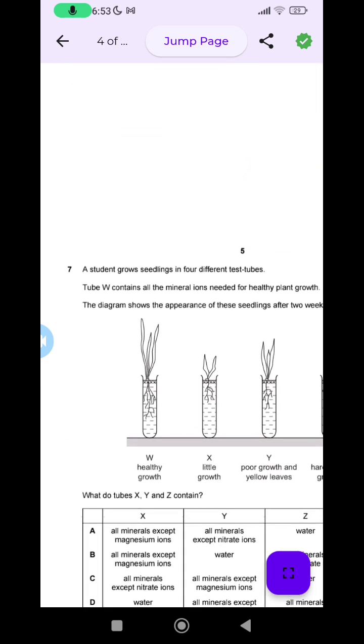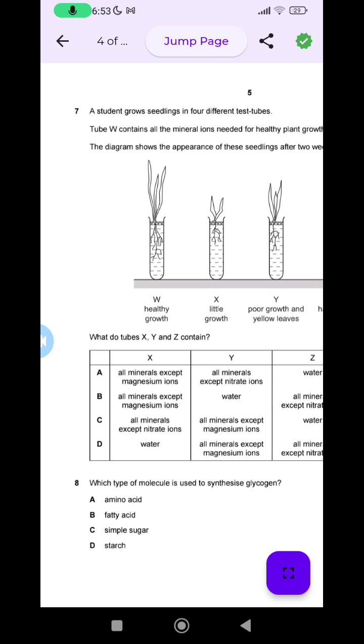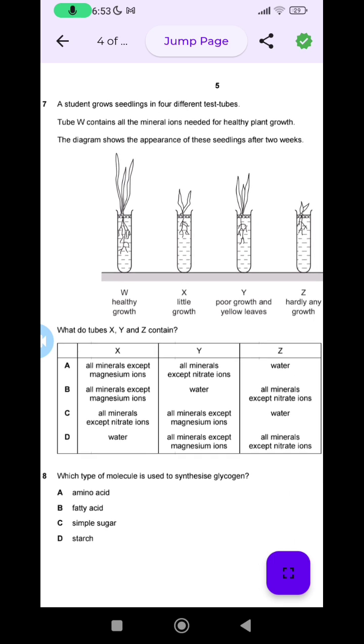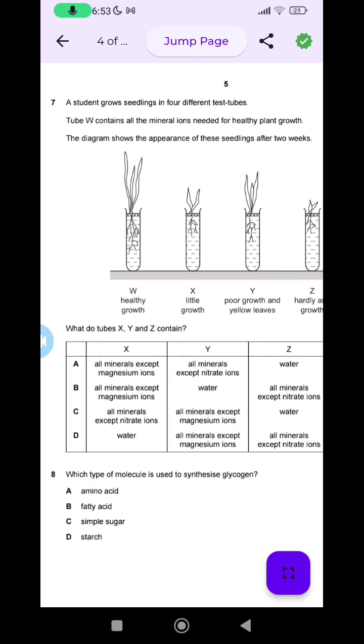Question 7. The student grows seeds in 4 different test tubes. Tube W contains all the mineral ions needed for healthy plant growth. The diagram shows the appearance of these seedlings after 2 weeks. What do tubes X, Y, and Z contain? Now, X has little growth and poor growth is associated with a lack of nitrate ions. So X lacks nitrate ions.